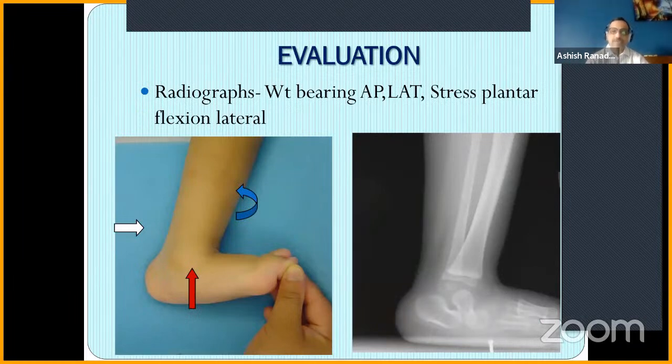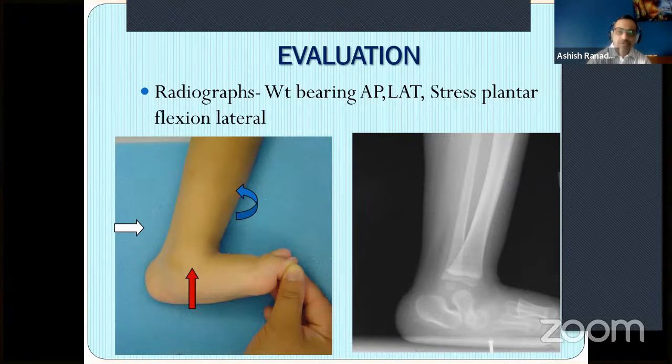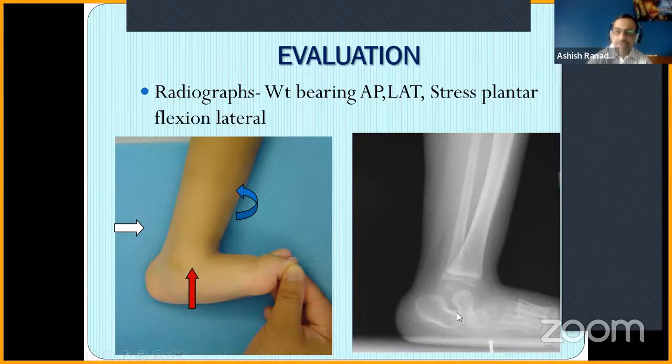So X-rays, standard X-rays which are done are weight-bearing AP lateral and stress plantar flexion lateral and stress dorsiflexion lateral. So here you can see that in this weight-bearing X-ray, the talus is completely plantar flexed. Then there is a break at this joint, and the hindfoot is in equinus. And this talar head, which is seen on this side medially.